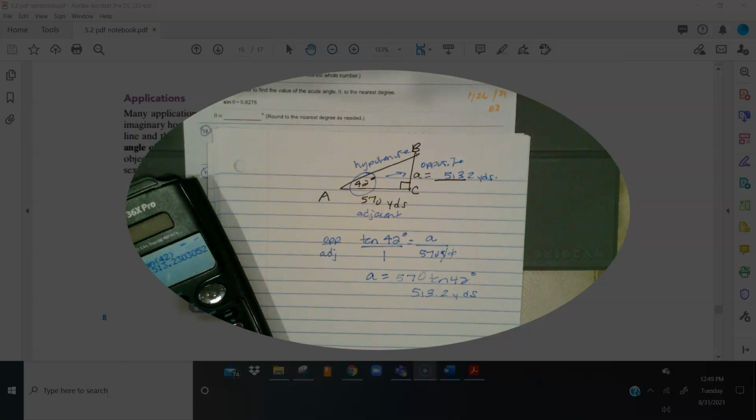Another look. We were looking for the opposite. We were given the adjacent. That ratio for opposite and adjacent is tangent. So we did the tan of our angle 42 degrees is equal to the opposite side A over the adjacent side 570. Cross multiply. 1 times A is A. 570 times the tan of 42 works out to be approximately 513.2 yards.